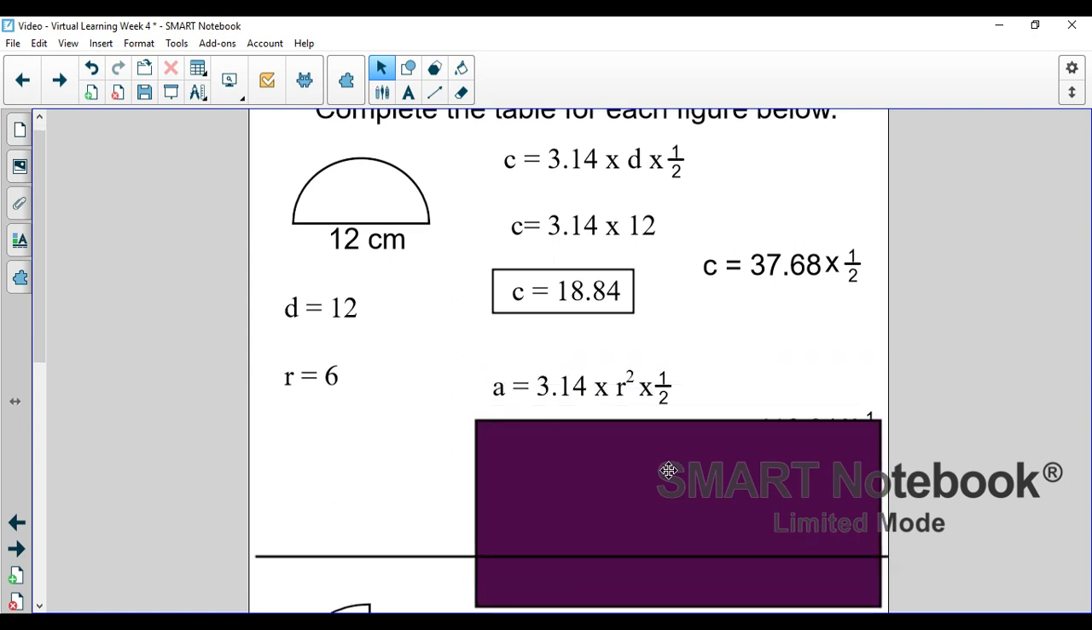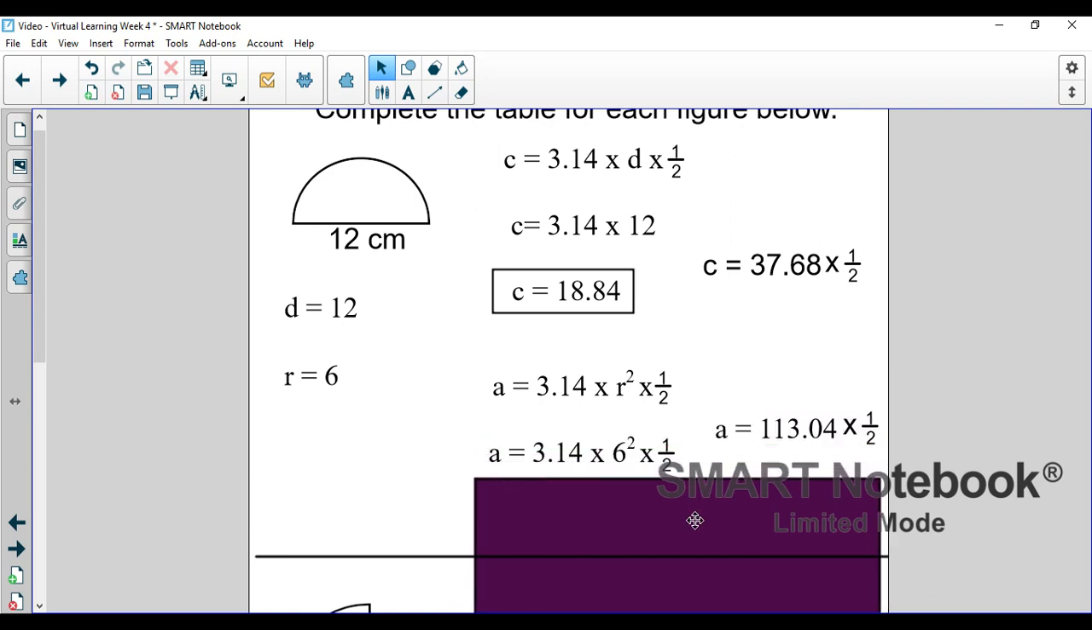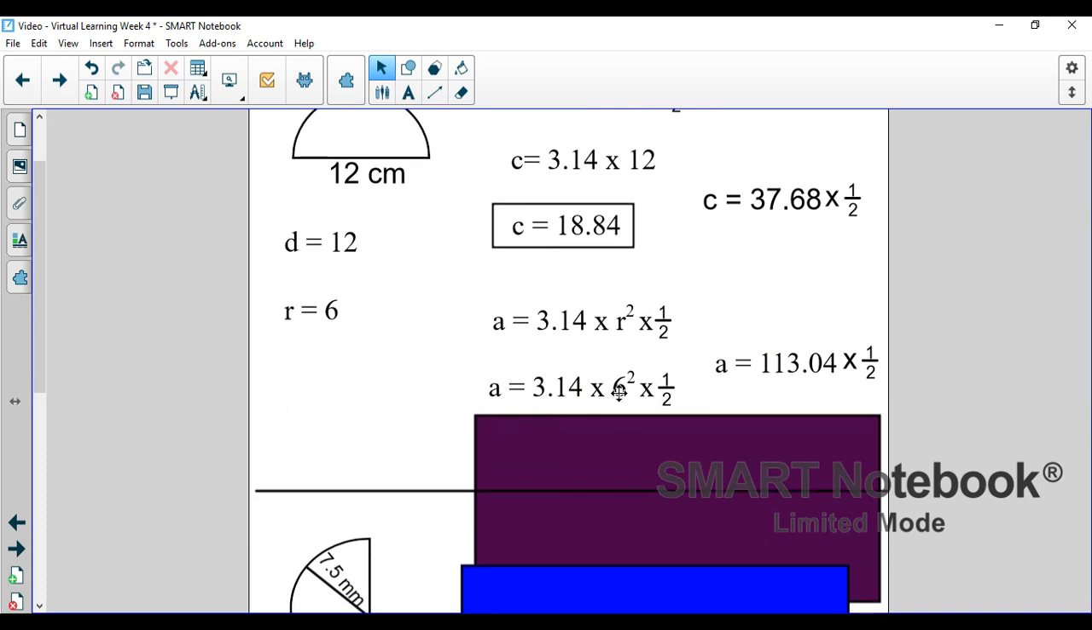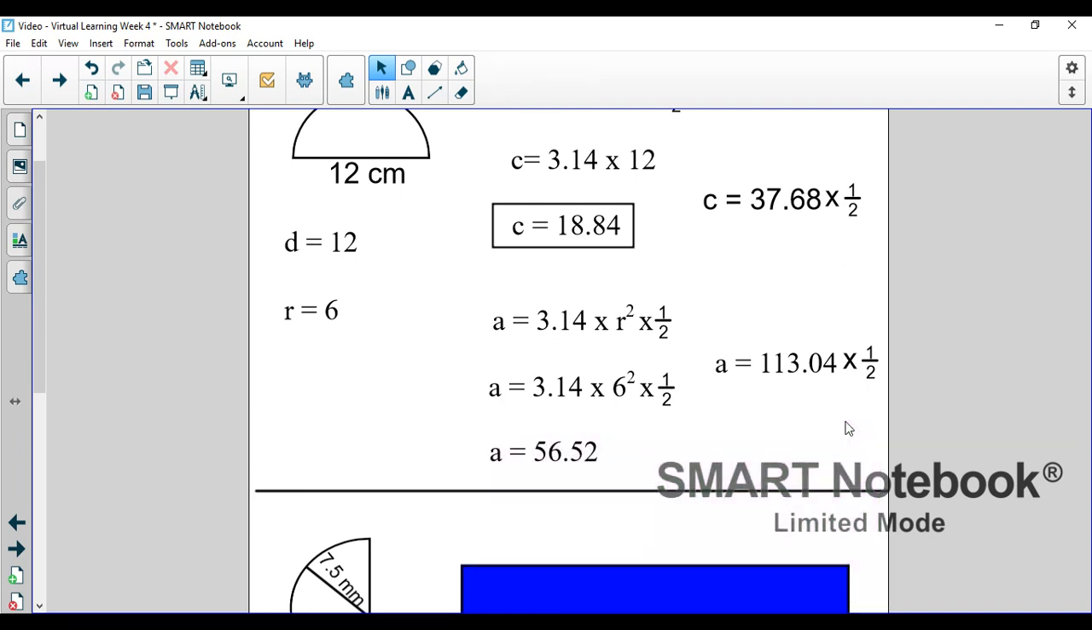Same thing, area, I'm going to do pi, or 3.14, times the radius to the second power. I'm going to break it into two steps. I'll show you the area, and then I'll show you half of the area for the semicircle. Well, my radius was 6, so pi times 6 to the second power would be 113.04. That's what needed to get multiplied by 1/2. And then the semicircle's answer should have been an area of approximately 56.52. So there's your two answers for that topic.